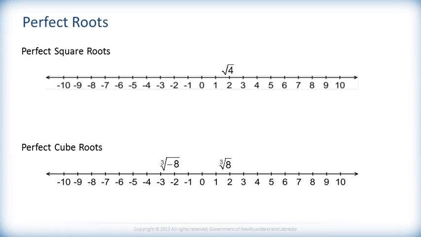Some review of perfect roots. Some of the more common ones you'll need. For example, the square root of 4 is 2. Square root of 9 is 3. And I'll write that little index in. Square root of 9 equals 3, because 3 squared equals 9. That exponent has to match the index.